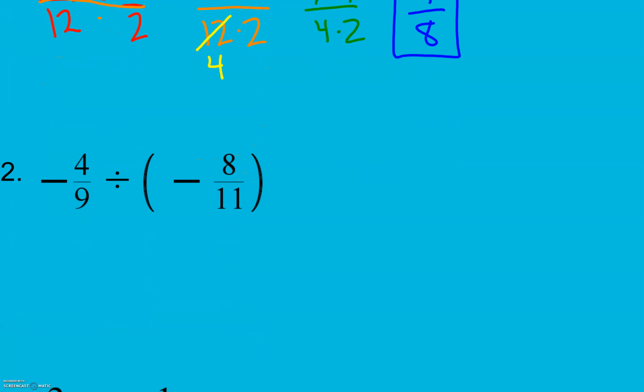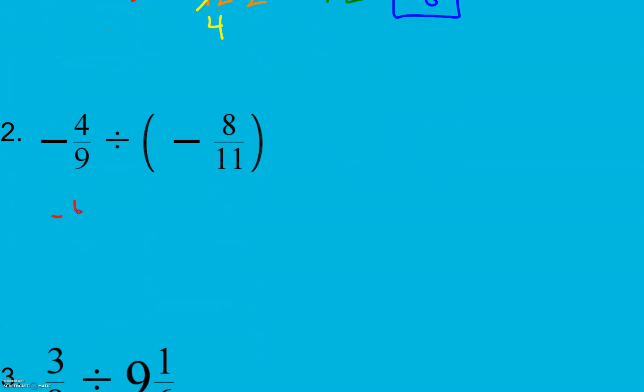In 2, I have negative 4/9 divided by negative 8/11. Divided means I'm going to change to multiply by the reciprocal. It's still going to be negative. It's going to be 11 over 8. Fractions we multiply straight across. It's going to give you negative 4 times negative 11 over 9 times 8.